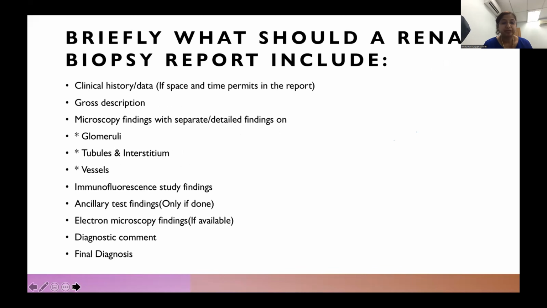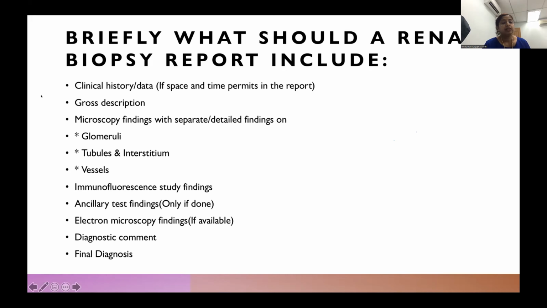Okay, so briefly, what should a renal biopsy report include? I will touch again on this image later on, but I just want you to have a preview. The first thing you need is, of course, clinical history and data. If your system has a space where you can put in a quick history or data in your reporting, that is good. If time permits, like in my setting, which is a bit hectic, sometimes I do put it in, sometimes we don't. If you have the benefit of doing it, it's good to include it in the beginning part of the report.